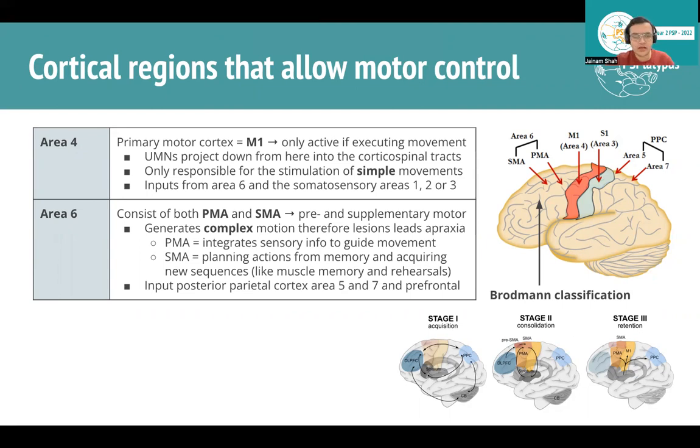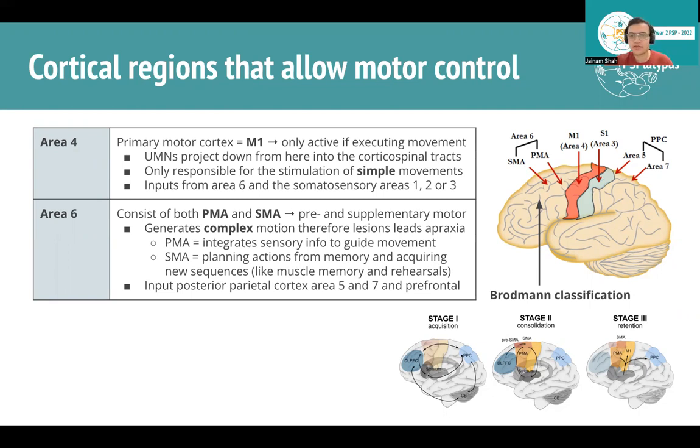So obviously the most important one, we'll talk about area 4, so that's M1, primary motor cortex. It's only active when we're actually executing movement. So when we're in the middle of actually doing a movement, this is the part of the brain that's responsible. All your upper motor neurons pass through the corticospinal tracts, and then lower motor neurons go to the muscle fibers. It's responsible for simple movements. So if you have damage to the M1 region, you're probably only going to impact on very, very simple motions.